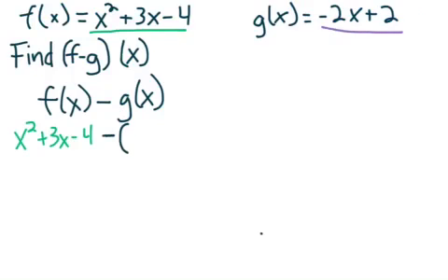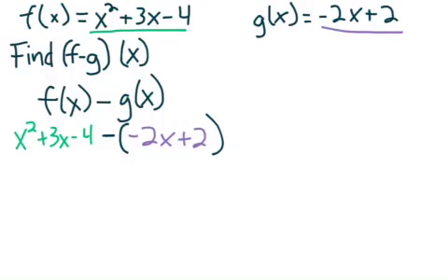So I'm going to say parentheses, negative 2x. Actually, let me go back and put that in purple. Negative 2x plus 2. Right? So we wrote f of x, and we brought down the subtraction sign, and then we're subtracting g of x right here, but we're subtracting the entire thing, so it has to go in parentheses.